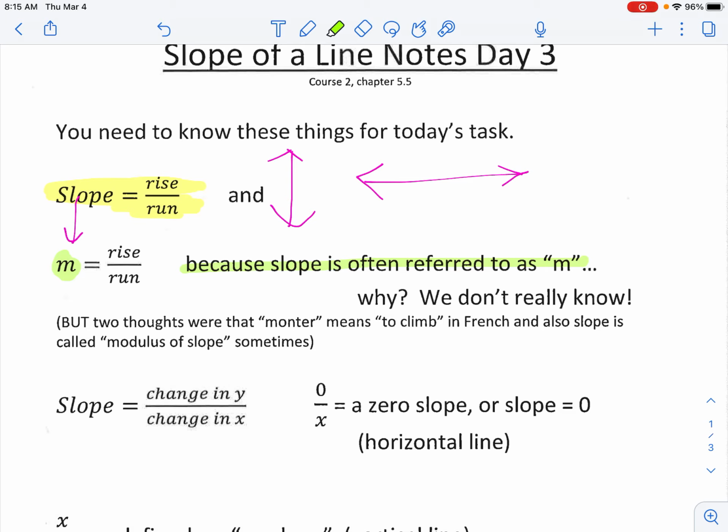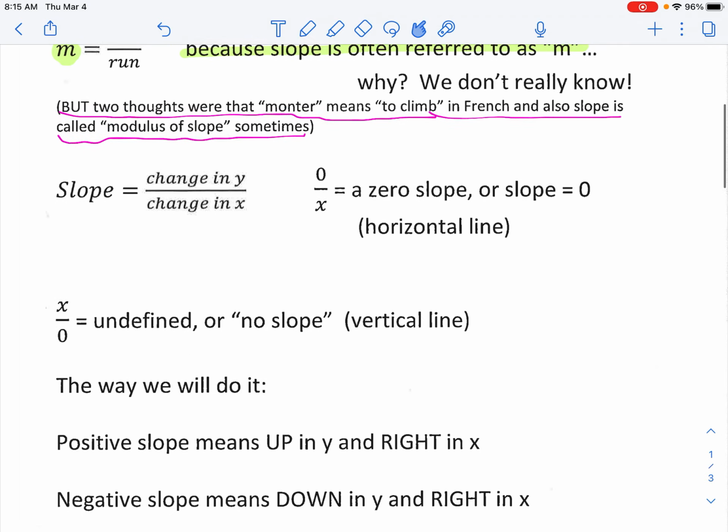But two thoughts were that monter means to climb in French. And also slope is called modulus of slope sometimes.